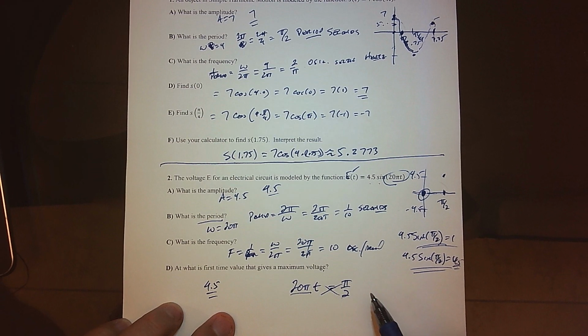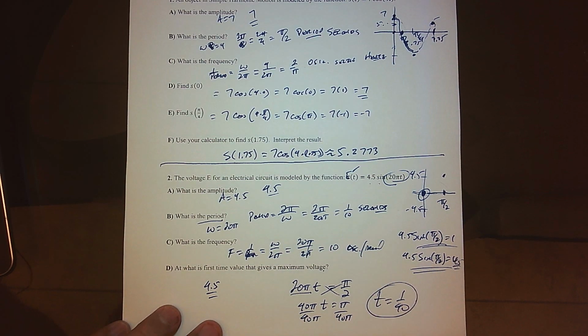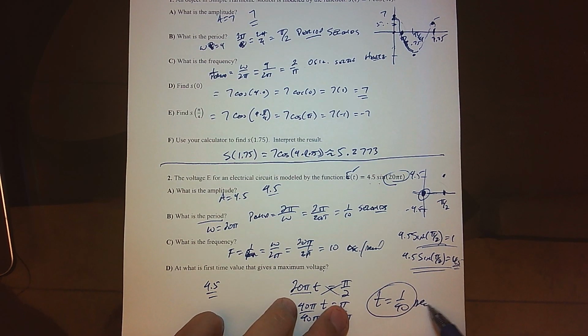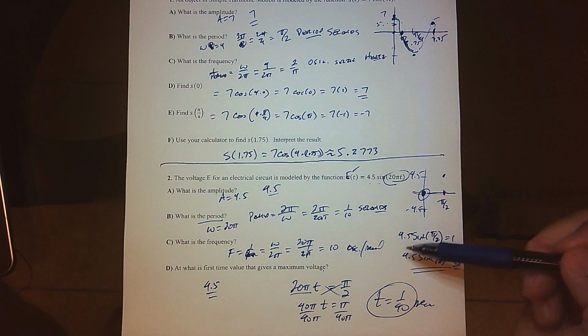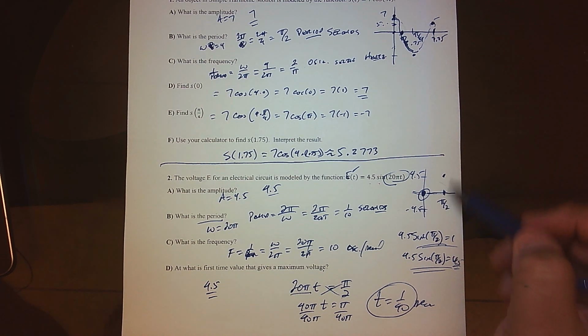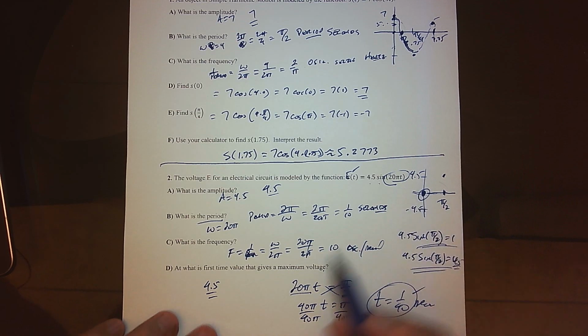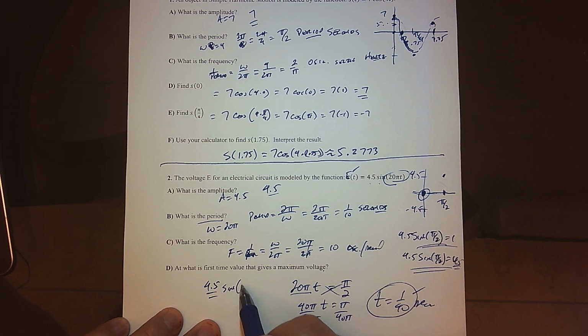If we do a quick cross multiplication, we get 40 pi t equals pi. Divide both sides by 40 pi, and the time value is 1 over 40. So in 1/40th of a second, I expect this voltage to reach its high point. It's going to reach that high point several other times, but this would be the first time value when we reach it. And of course, if you plug that in, we get 4.5 times the sine of 20 pi times 1 over 40. 20 divided by 40 gives us a half, and we have a pi there. So just like I expected.